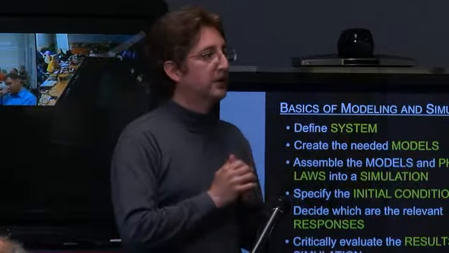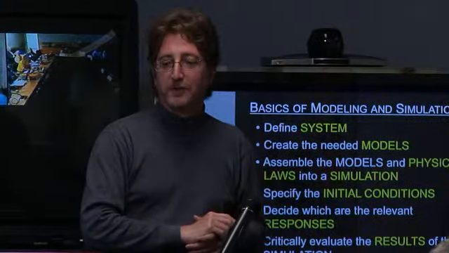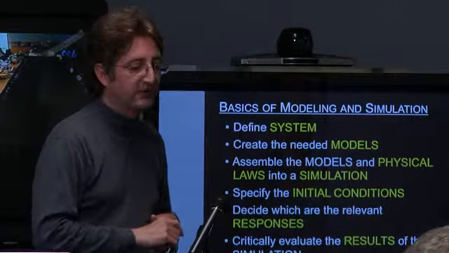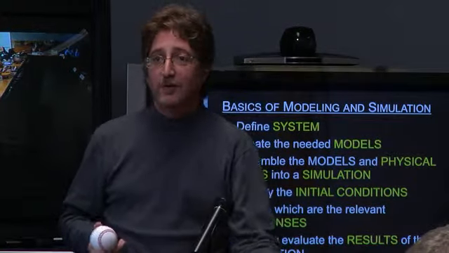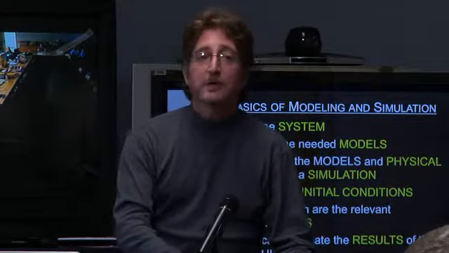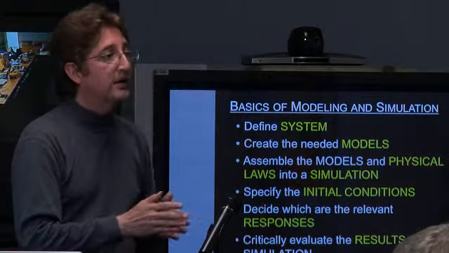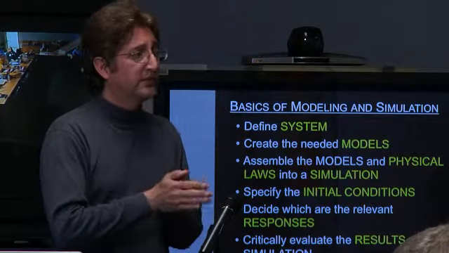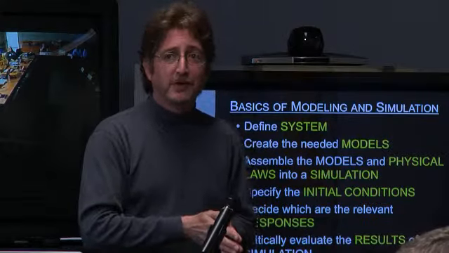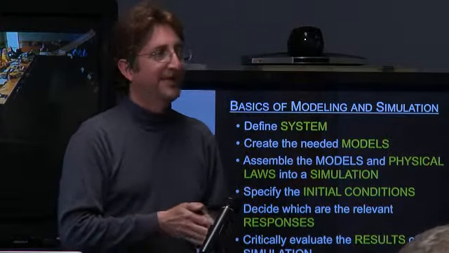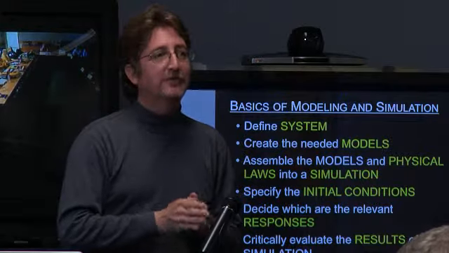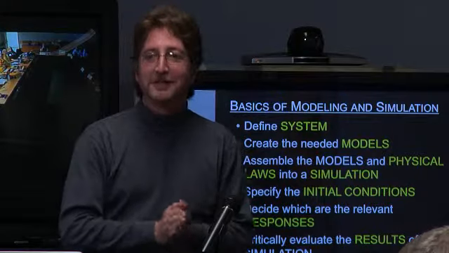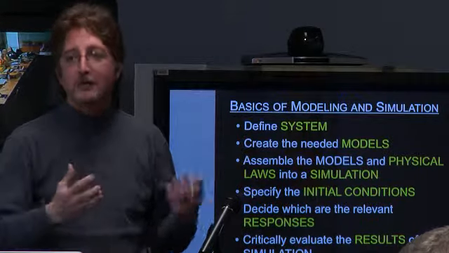So, to wrap it up, this would be the summary of the whole presentation: the basics of modeling and simulation. First of all, we want to define a system, whether it be a baseball or the Mars Science Laboratory. We want to create the needed models, and the models need to be as sophisticated as they need to be to solve the problem, but no more. So for example, in the Mars Science Laboratory, we're not worried about quantum mechanics. Newton's laws of motion are good enough for what we do. There are no relativistic effects. We're not traveling near the speed of light. So you create the models that you need.